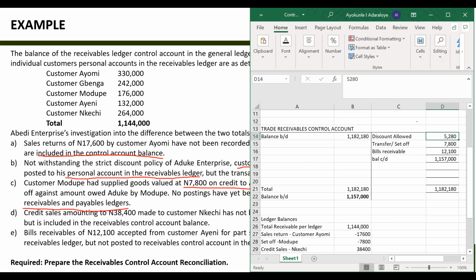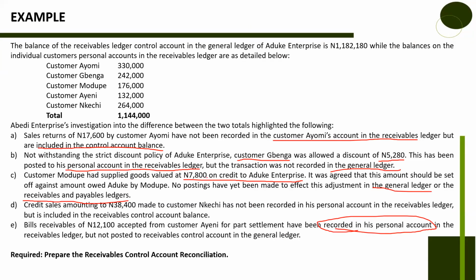Now let's look at item number 3. Customer Modupe had supplied goods valued at 7,800 on credit to Aduke Enterprise. It was agreed that this amount should be set off against the amount owed Aduke by Modupe. This guy here, Modupe, is owing us money and has also supplied us goods. We now said, the money you are owing me, use it to reduce the amount I'm owing you.